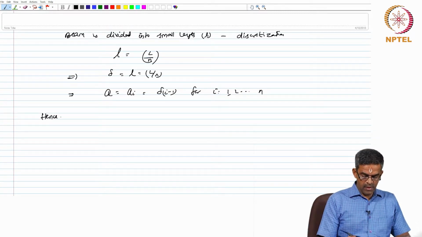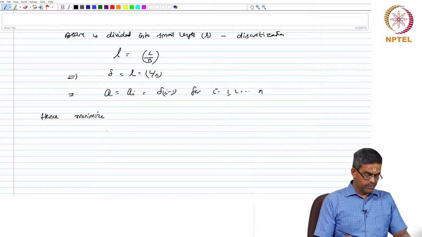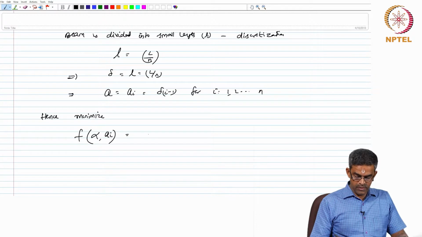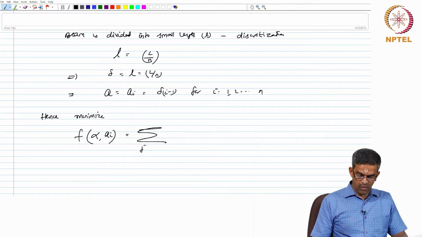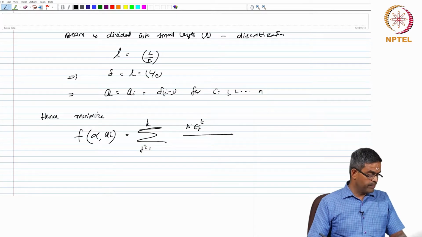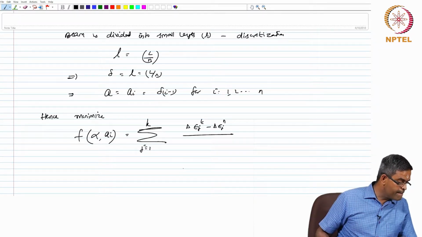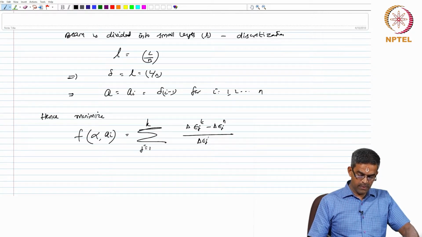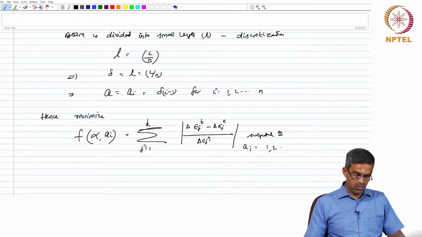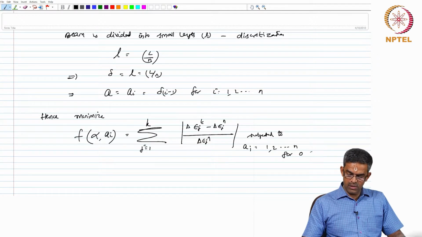Hence, minimize F of alpha and A i, which is the summation of j equals 1 to k, mod value of delta epsilon j t minus delta epsilon j m, by delta epsilon j m, subjected to A i, i is 1 to n, for 0 less than alpha less than 1.